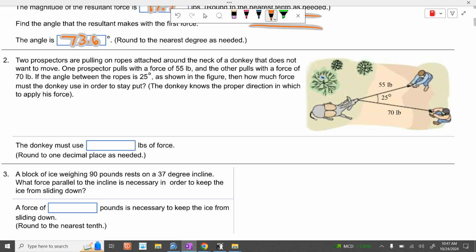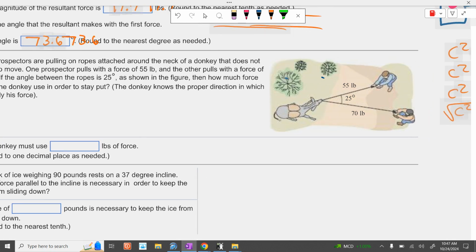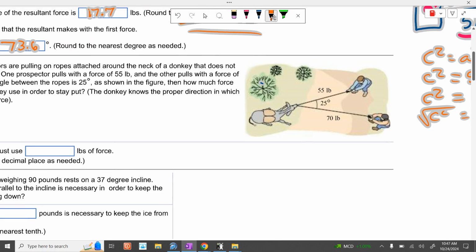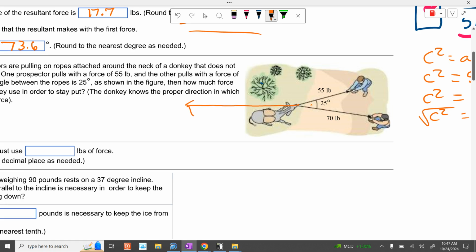125 pounds? No. If they were smart, it'd be 125 pounds. But these old prospectors are not that smart. Okay? So, for every force, there is an equal and opposite force. So we got to figure out how much the donkey is pulling back. So, however hard he's pulling back that way is the same as the prospectors' force this way. So how do we figure out that force?